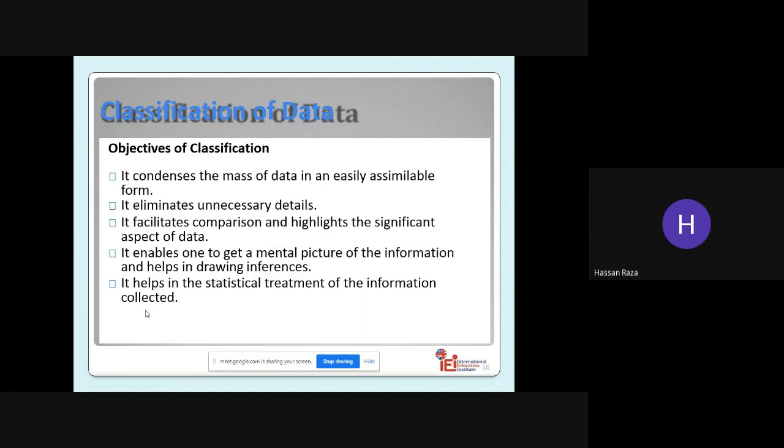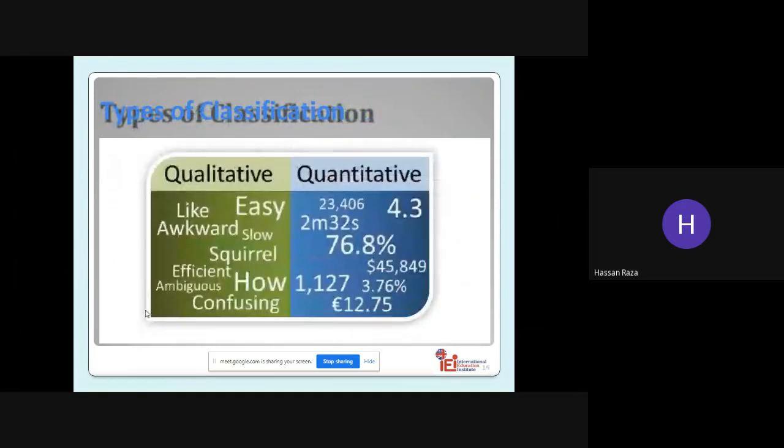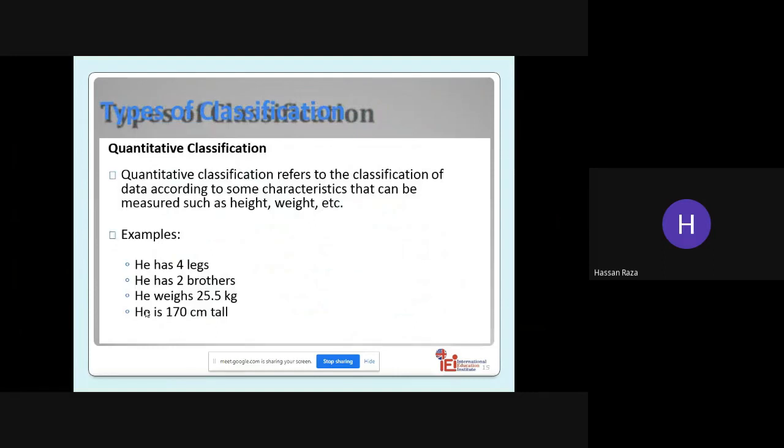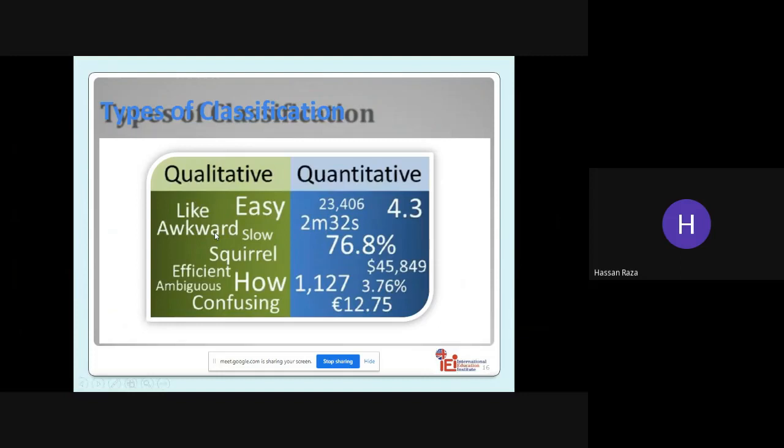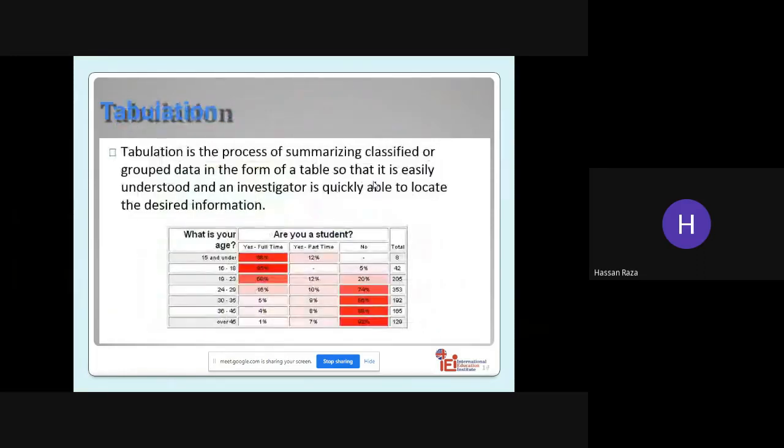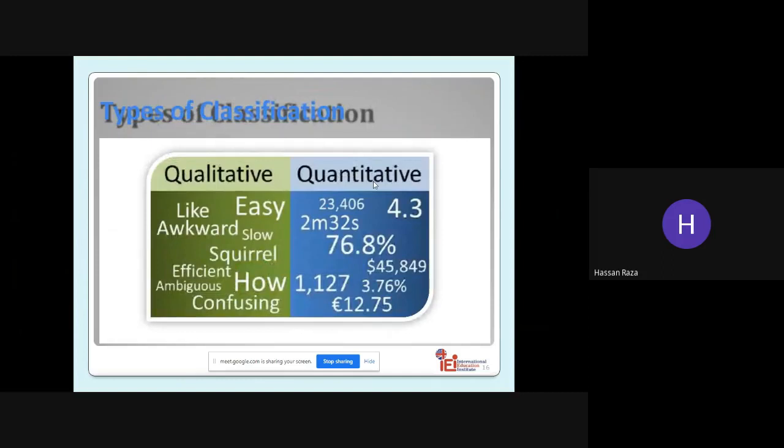First one is the classification. We can deduce easily from a large volume of data, and anyone can understand the whole data set in less time and in an easily understandable manner. Then these are the types of classification we have discussed: quantitative and qualitative. Qualitative is like easy, awkward, slow, beautiful, confusing, ambiguous. And quantitative data is always in tangible units, measurable units. You can measure in digits or numbers, or you can count. This is the basic concept of types of classification, qualitative and quantitative.